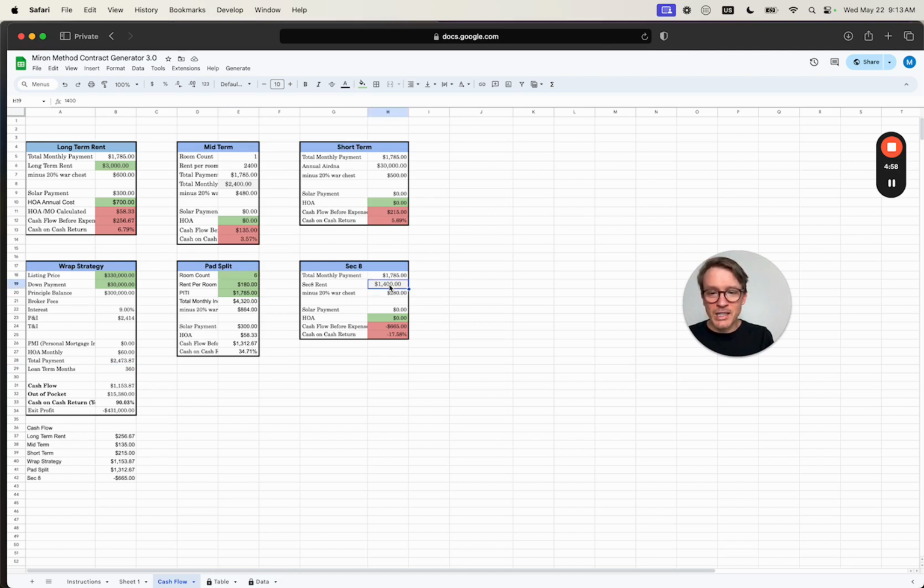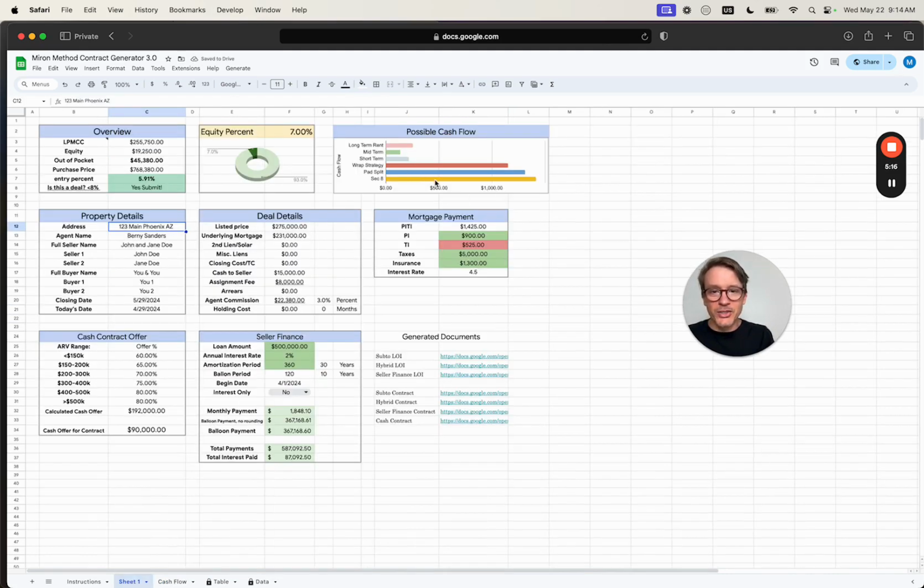If you have a Section 8, you can look up that Section 8 rent. Let's make this a green. And it's going to do the same thing. It's going to take away the war chest. Let's say it's a $4,000 Section 8. Okay, and you come back here. Okay, Section 8 is going to kill it. I'm going to make over $1,000 a month on that. Short term, long term, mid term aren't great, but I can do Section 8, pad split, or wrap. Okay, so I have three exits there.